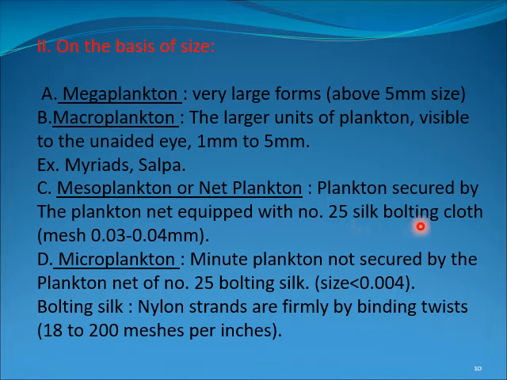It is the number 25 bolting silk. Mesh size is 0.03 to 0.4 millimeter. What is the 25? It is the number of holes per square inch in the silk cloth, known as the number of the bolting silk. Microplankton are not secured by the plankton net, and a very fine net is required. Mesh size is very small, 0.04 millimeter, and the bolting silk is 100 to 200 meshes per inch, which is a very large number.